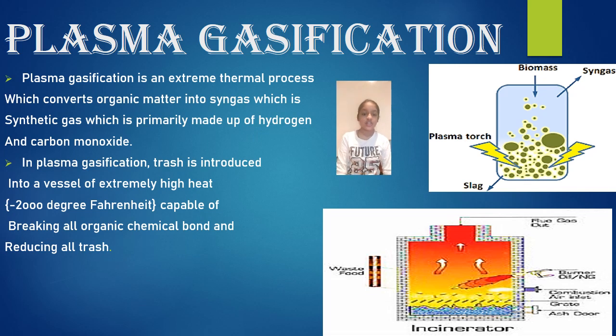Plasma gasification. Plasma gasification is an extreme thermal process which converts organic matter into syngas, which is synthetic gas, primarily made up of hydrogen and carbon monoxide. In plasma gasification, trash is introduced into a vessel of extremely high heat, that is minus 2000 degree Fahrenheit, capable of breaking all organic chemical bond and reducing all trash. Gasification has been reliably used on a commercial scale for more than 75 years in the refining, fertilizers, and chemical industries.